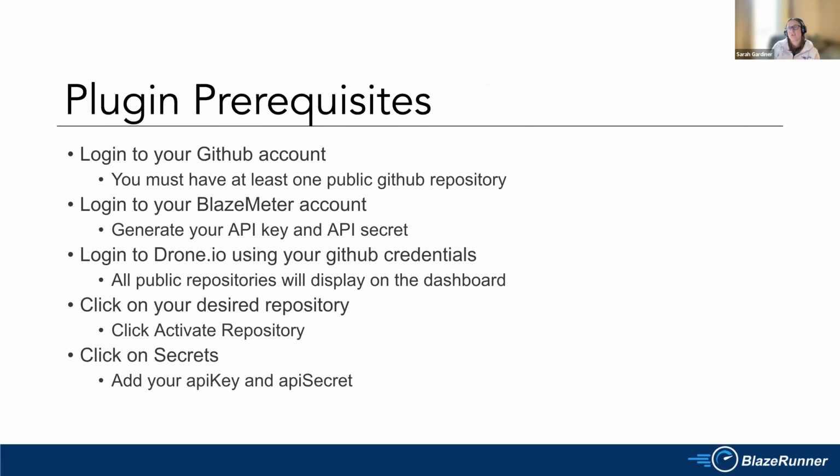So some prerequisites. This is just general prerequisites, one for BlazeMeter and two for Drone. You do have to have a GitHub account, and your GitHub repository does have to be public facing. You also have to have a BlazeMeter account because that's where you're going to generate your API key and secret. Then you can log into Drone using your GitHub credentials, and your repositories will just display there. So you can activate your repository, add the API key and secrets, and that's all you have to do before you can use the plugin. It's a really simple setup.